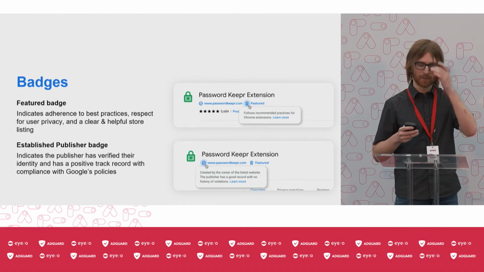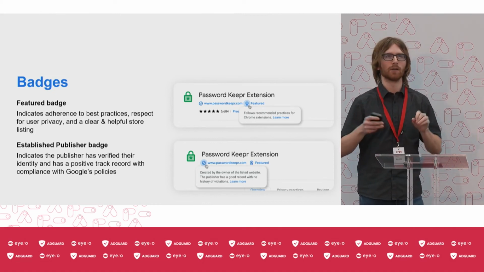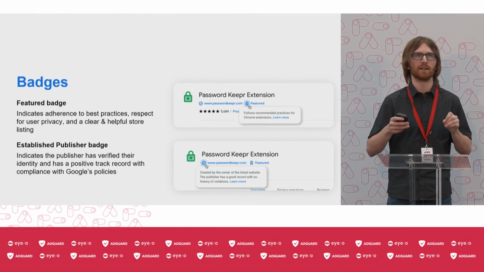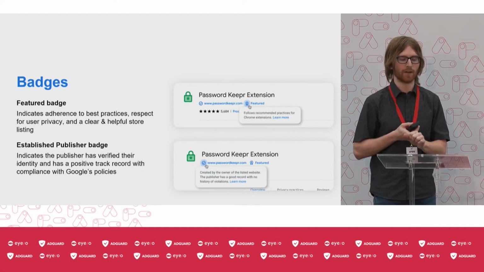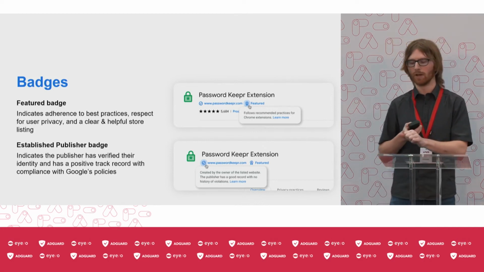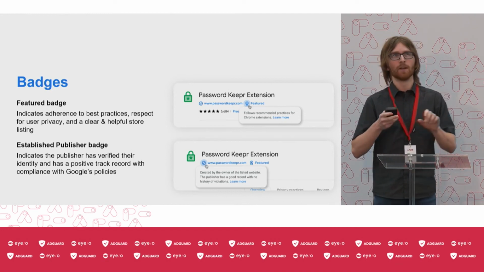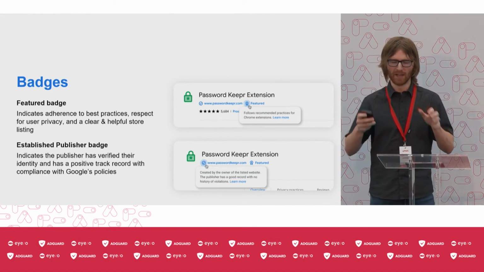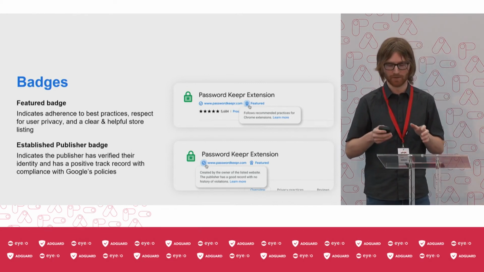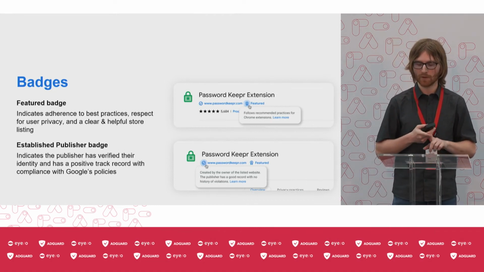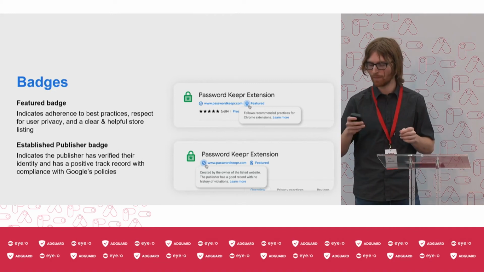The established publisher badge, on the other hand, indicates if the author has met two critical criteria, I'd say. The first is that we verified their identity, and we currently do that by verifying ownership of a domain or URL. And then the second is integrity. Has the developer followed our policies and had a strong track record of doing so? If the developer meets both of those criteria, then we give all of their extensions the established publisher badge.